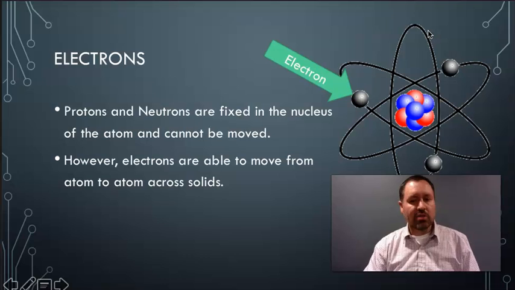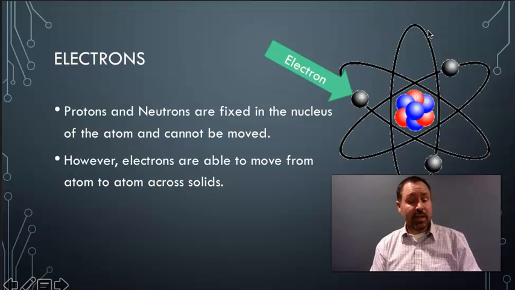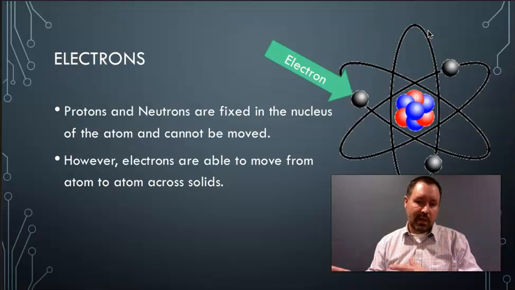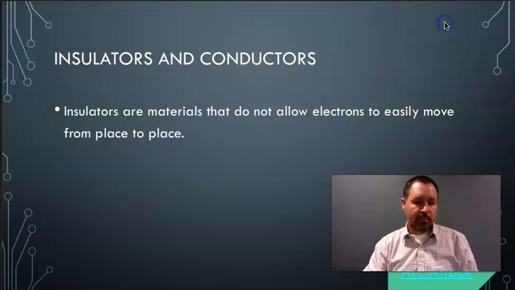However, electrons are able to move from place to place. It's the moving electrons that create electricity. And that is the foundation for everything that we're going to learn about electricity: the electrons can move from place to place. Let's keep on going.